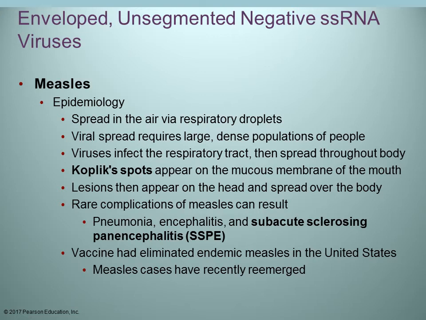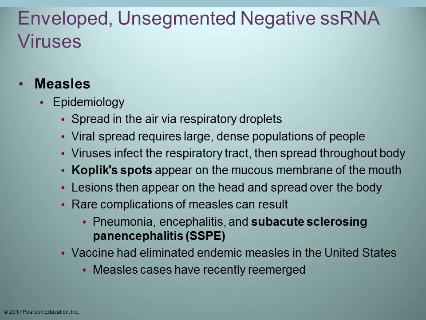One of the classic things to look for is what's known as Koplik spots. These are spots that appear on a mucous membrane in the mouth. You then start to see the skin lesions on the head, and then it spreads over the rest of the body. One concern with measles is that there are some complications. Usually they're rare, but especially with adults, you need to be careful. It tends to be more severe in adults than in children. So you need to watch out for those secondary complications.